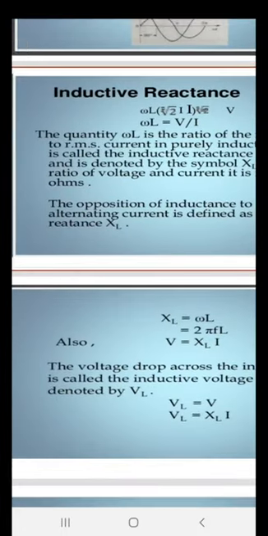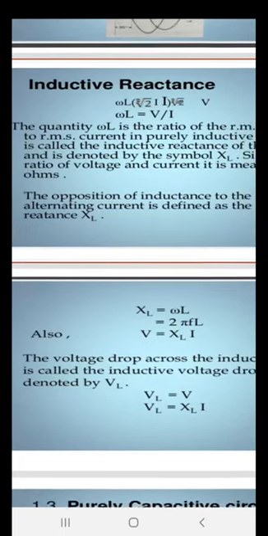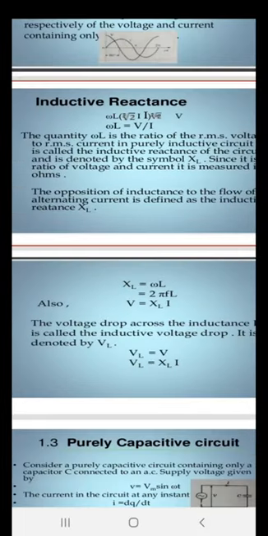Next point is inductive reactance. Inductive reactance means omega L, that is V by I, where V is the RMS voltage and I is the RMS current. Omega L is equal to V by I. V means voltage and I means current. The quantity omega L is the ratio of the RMS value of voltage and the RMS value of current. That is called inductive reactance.